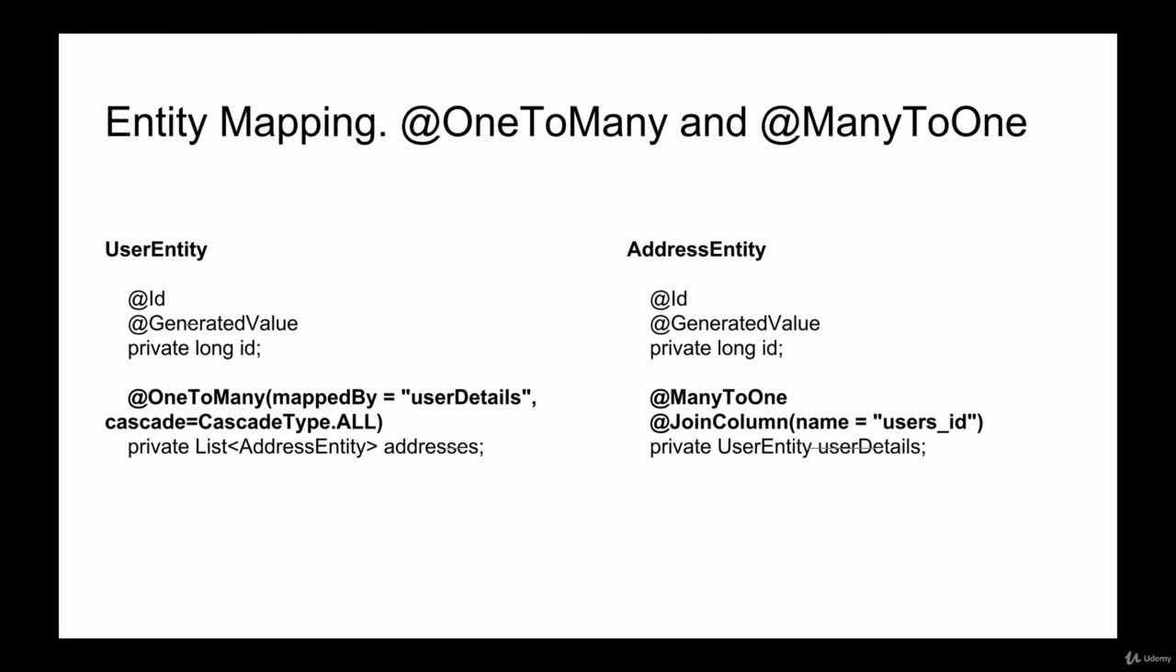And now have a look at how we will annotate the address entity Java class. We will add a user entity class field, and we will annotate the user entity with a many-to-one annotation. And this is because many addresses can belong to one user. And we will annotate this class field with a joined column JPA annotation specifying the column name, which has the value users_ID, where users is the name of the database table and ID is the name of the field that holds the primary key.